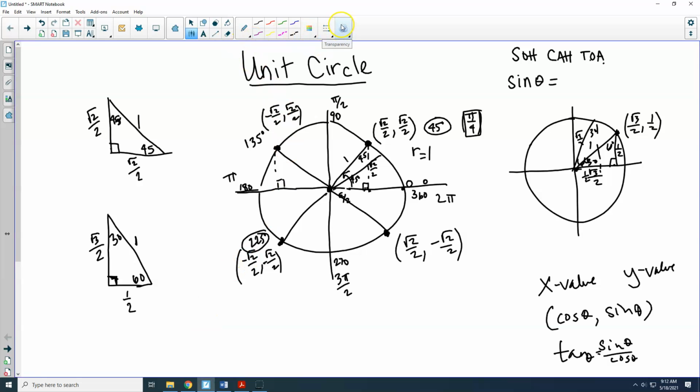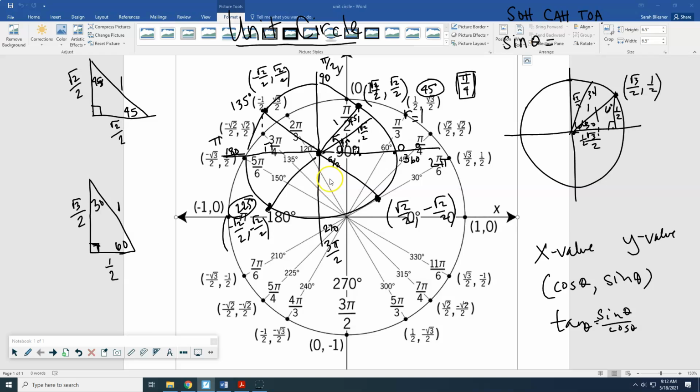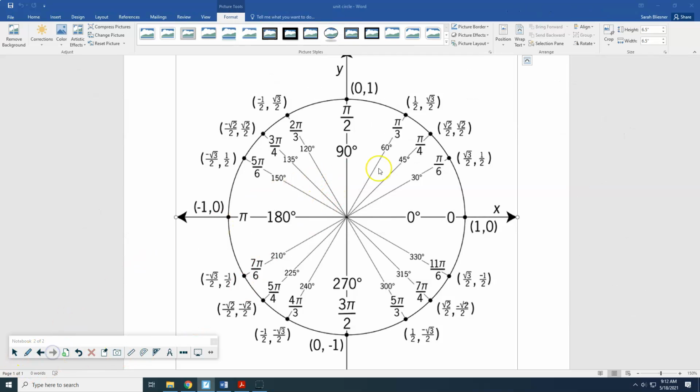So let's go ahead and do that. Okay, so let's say that I want to evaluate the cosine of 60 degrees. And I can use the unit circle to do this. Remember that the x coordinate is the cosine of the angle, and the y value is the sine of the angle. And the tangent is equal to the sine of the angle over the cosine of the angle. So I have everything I need to be able to evaluate cosine 60.